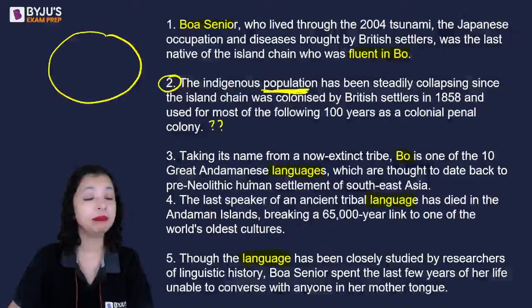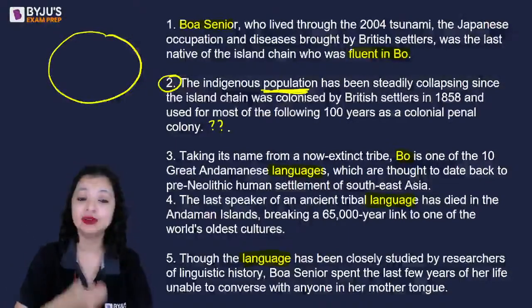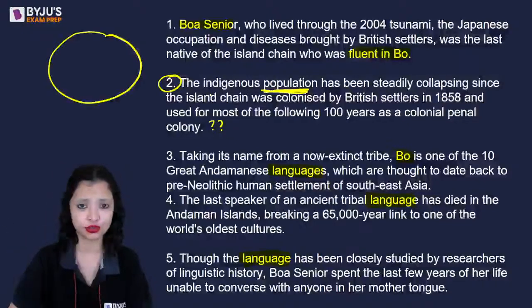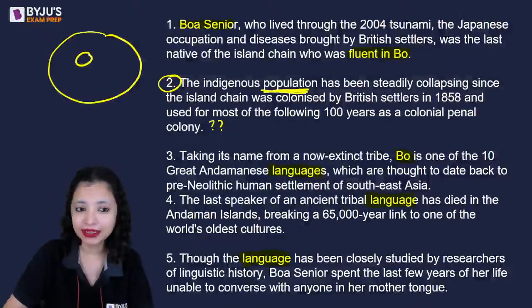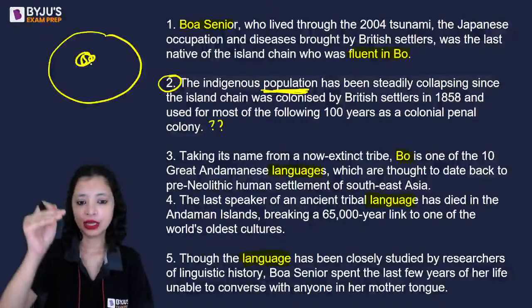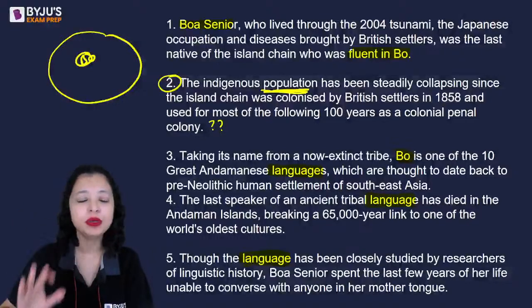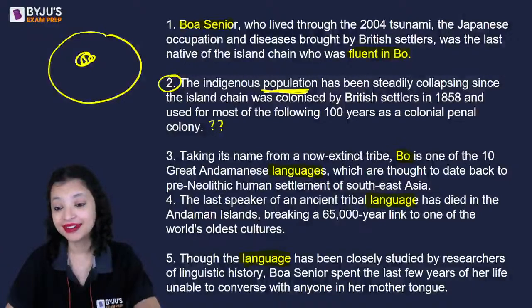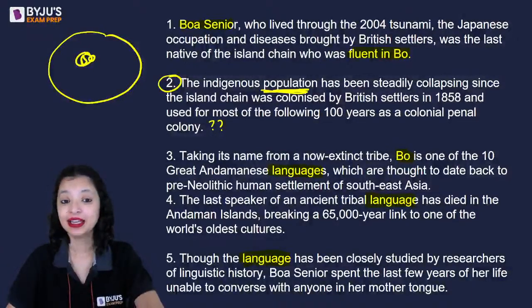Now, what was our major theme here? Major theme was language, people, residents, population. And then we had a minor theme. The minor theme is Bo as the language. We have four statements speaking of the language. The fifth one, which is the second statement, is going to be the oddity here.